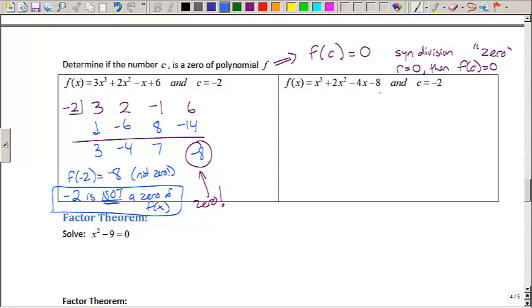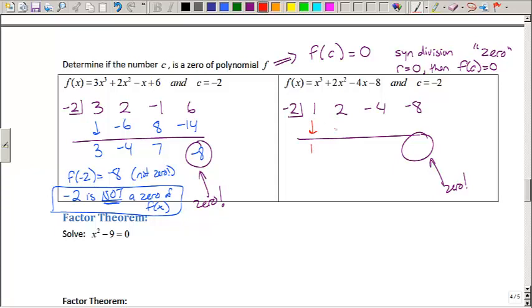Taking a different polynomial, I'm going to do the same process. I am going to put my c, which in this case is still -2, and my coefficients, not missing any. After I work this all out, I would like my remainder to be a 0. I'm really hoping, okay? If it's not 0, then it's not a zero of the polynomial. If the remainder here is 0, then this c is a zero of the polynomial using the definition of zero and also the remainder theorem.